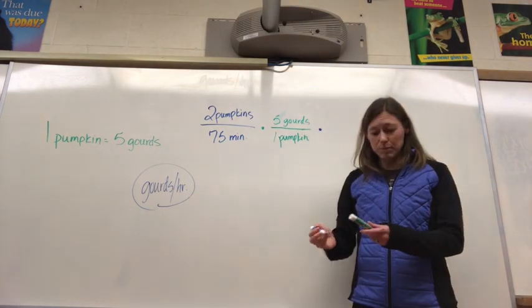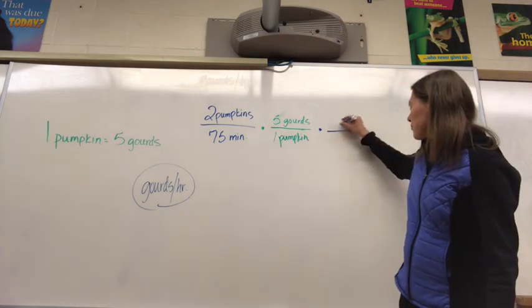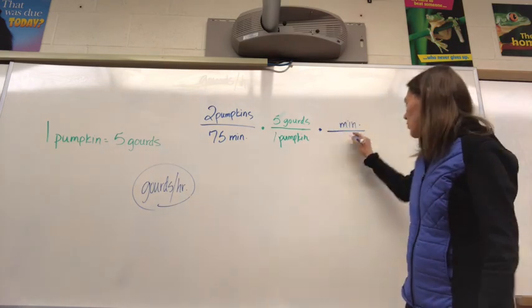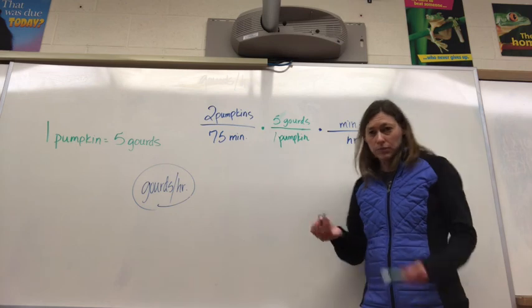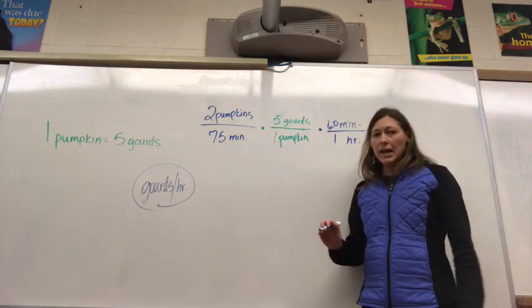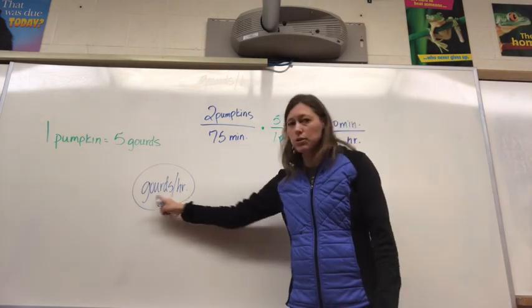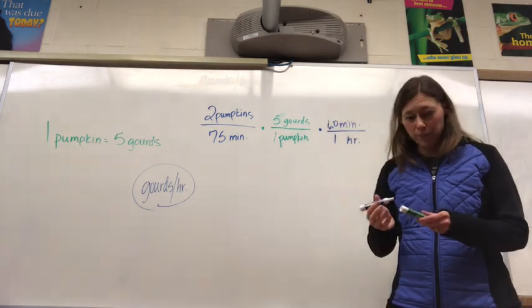So let's take care of these minutes, and minutes are on the bottom, so we're going to put minutes on the top. And we want to get to hours, so we know that we need to have these units. And how do they compare? Good. We have 60 minutes in 1 hour. And we know that we're done setting this up when we have these 2 units. We have gourds and we have hours. So we're good to go.